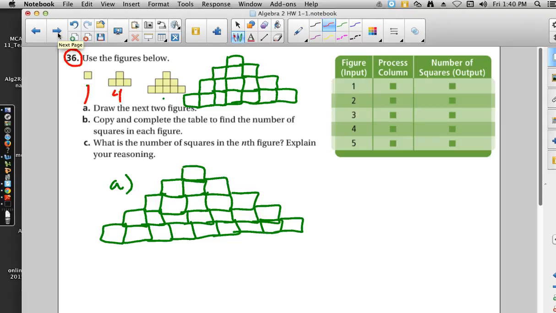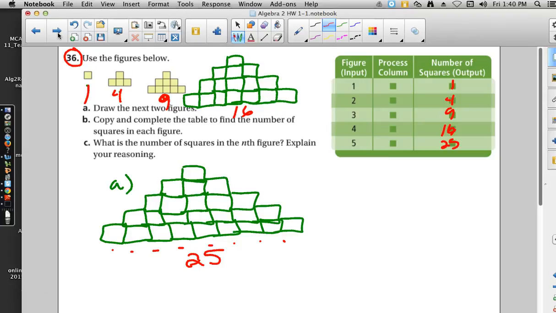There's 4 here. Then they added that row of 5 down at the bottom, so that was 9 right there. Then they added a row of 7, and that was 16. And then we have to add this row down here, and that would be adding 9. So our outputs, 1, 4, 9, 16, 25. And then it says, what is the number of squares in the nth figure?